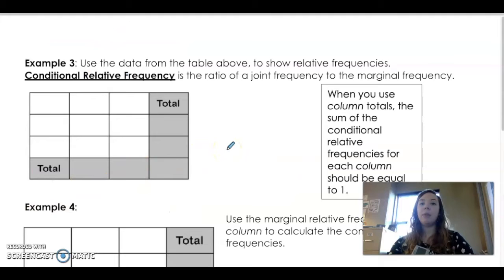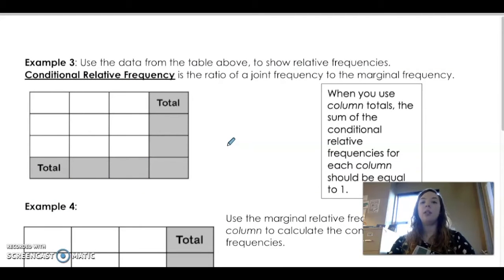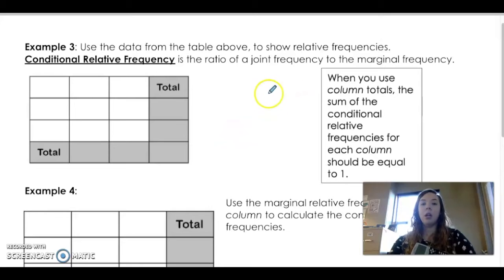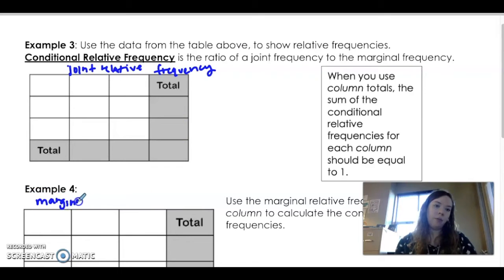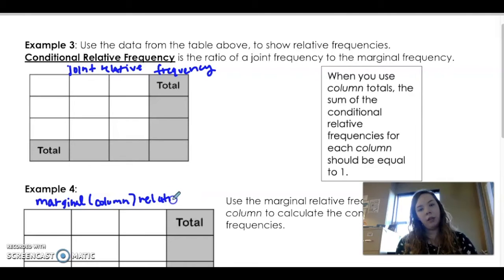So example 3, use the data from the table above to show relative frequencies. Conditional relative frequency is the ratio of a joint frequency to the marginal frequency. All right, it does not specify which one we're going to use, so we're going to make this a normal joint relative frequency. So I want you to label it that, joint relative frequency. And then we'll do a conditional down here. So we'll do marginal, where we're focusing on the columns. Down here, so you can see the difference.